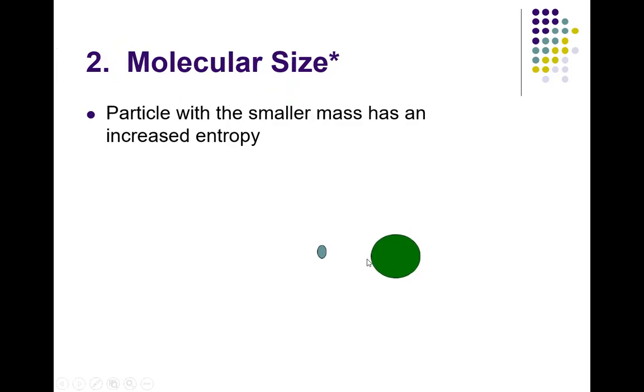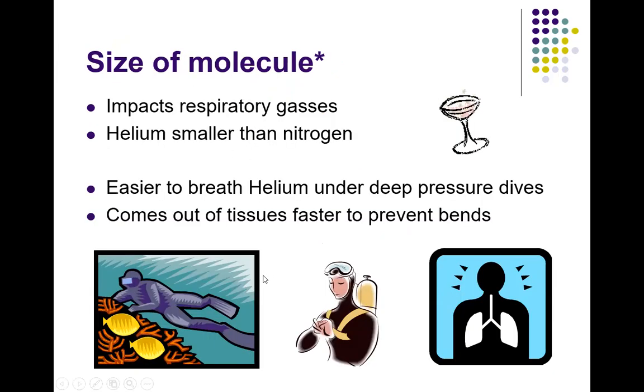So the bigger the mass, the slower it's going to go, and the less entropy you're going to see because it's moving around more slowly. The smaller it is, the more it bounces around, the more it hits into things, the more it bounces this way and that, and it creates more disorder.